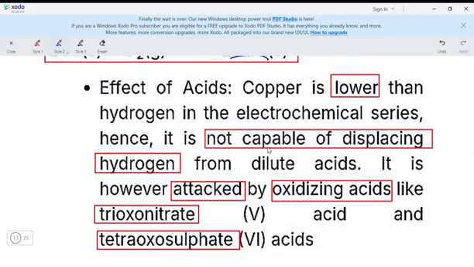Next, the effect of acid. When you throw copper in acid, what will happen? Normally a metal in acid is supposed to liberate hydrogen gas, but not so with copper, because of its position in the reactivity series. There is a particular mnemonic I always use that says Zachariah is too lazy.